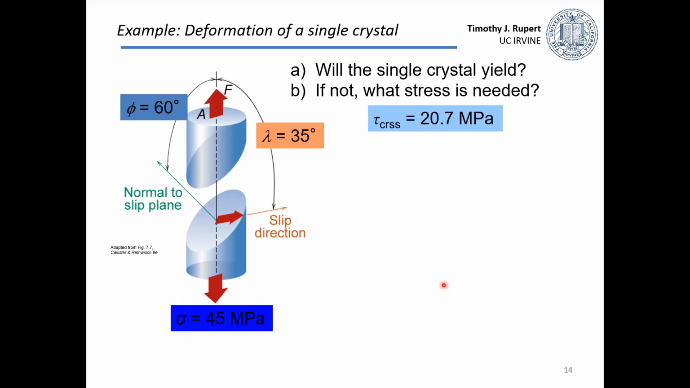So here's an example. Let's say we're deforming a single crystal. We're applying a given stress of 45 megapascals. We know what the slip planes are, so we can tell ahead of time what these angles are. And we have our critical resolved shear stress as being 20.7 megapascals. So the first question we can ask is, will our single crystal yield?